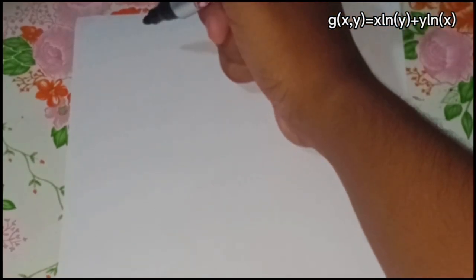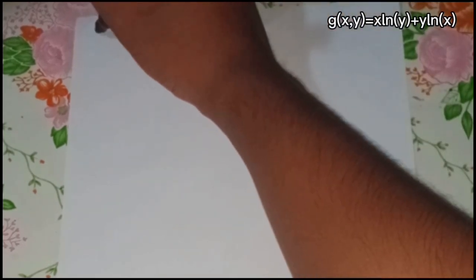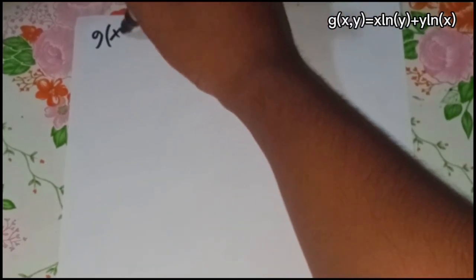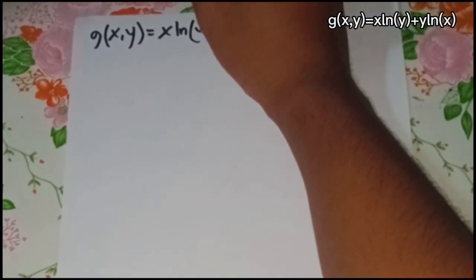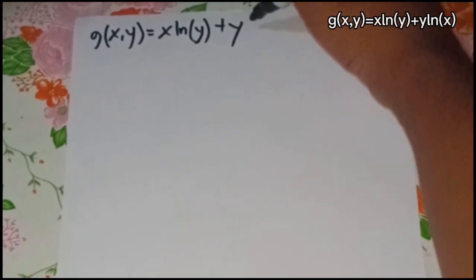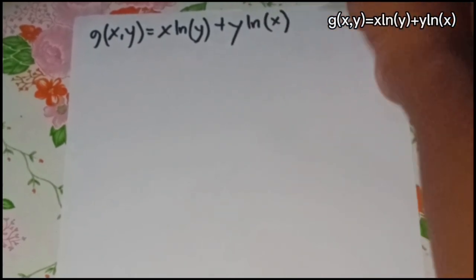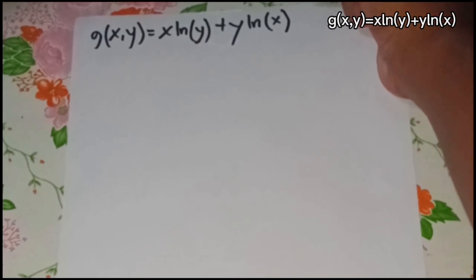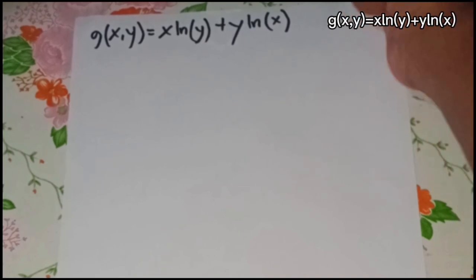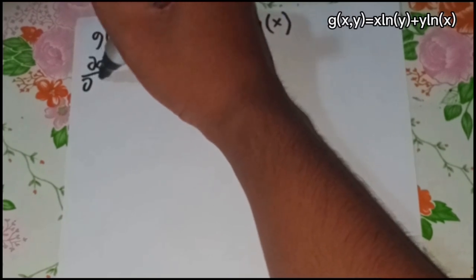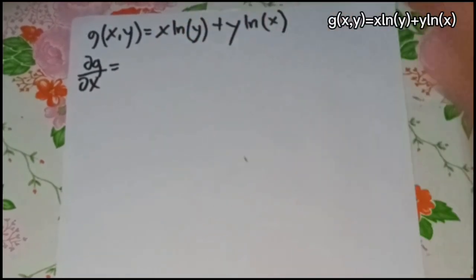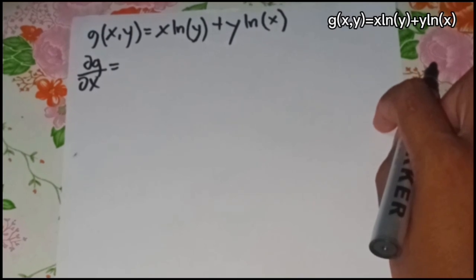Let's try another example. Here is the problem. g of x and y equals x ln y plus y ln x. Find the partial derivatives with respect to x and y. To find the partial derivative of g with respect to x, we treat y as a constant and differentiate each term with respect to x.